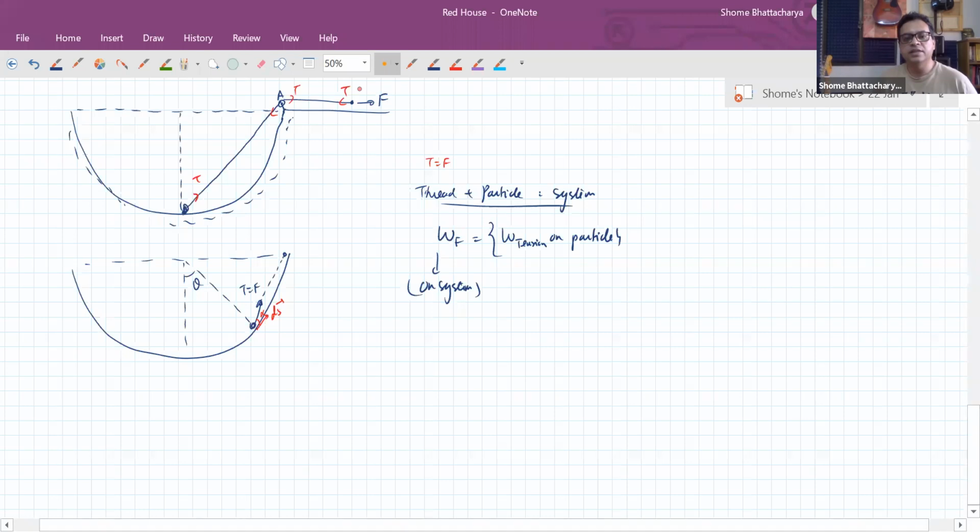So if this end of the thread here is, let's say, the point P. So the work done by F will be equal to F into the displacement of that point P. So as we are pulling the thread, that point P is moving from this position to some position like this. So this is the displacement of the point P that we're looking for.